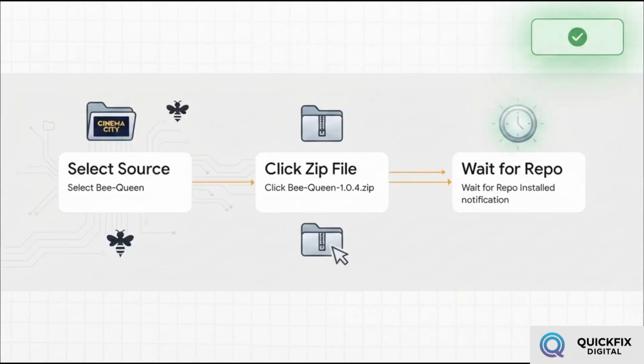Okay, with that enabled, go ahead and select the Be Queen source we just created and click right on the zip file. Now, just be patient for a second. Seriously, don't click around, just hang tight until you see a little notification pop up in the top right corner. That's your green light confirming the repository is actually installed.